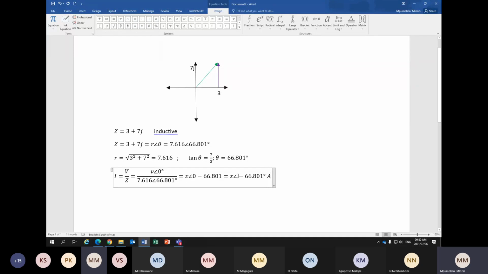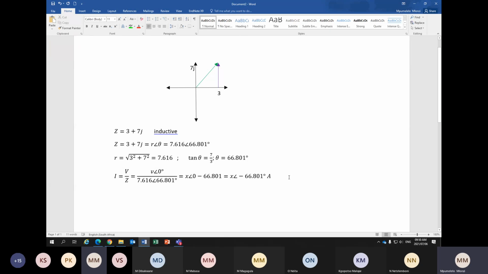Having the current now, the voltage at 0 and the current at negative 66.801, what do we say in terms of the current? Is it lagging or leading? Leading, sir. Why are you saying it's leading? It lags the voltage by 90 degrees. It leads by 90, sir.